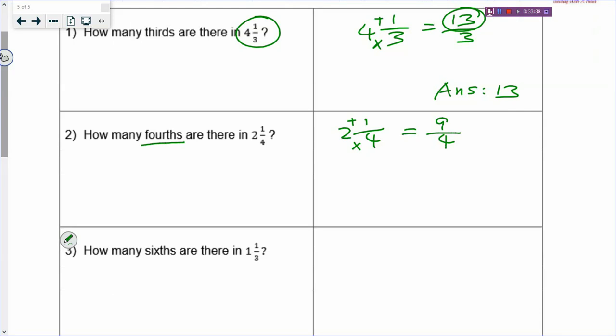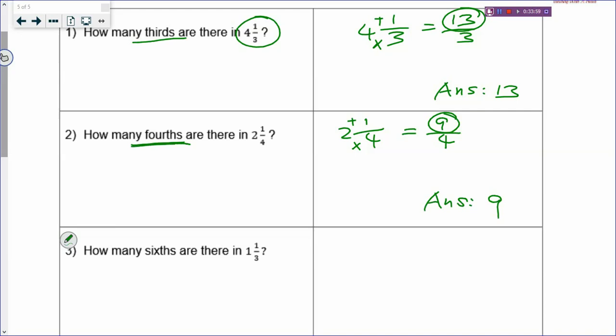Once your fraction has a fourth, how many quarters are there, or how many fourths are there? Your answer will be 9/4. You just have to make the denominator the same as what you are asked. How many thirds? Make the denominator a third. Make your denominator a fourth.